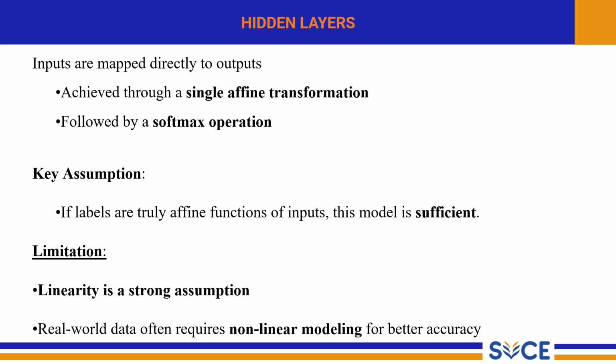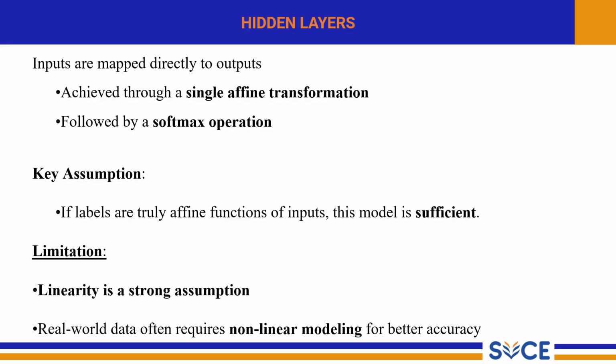Next, hidden layers. It is a powerful modeling approach, the direct input to output mapping. In this, inputs are transformed directly into output through a single affine transformation. A single affine transformation is a weighted sum of input plus a bias. This is followed by a softmax operation which converts the raw scores into probabilities for classification tasks. The key assumption here is that the labels we are trying to predict are truly affine functions of the inputs.